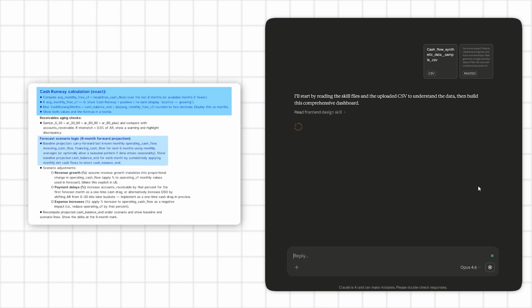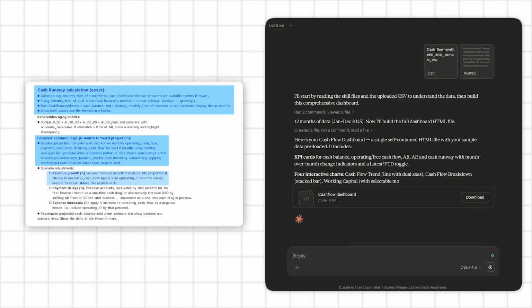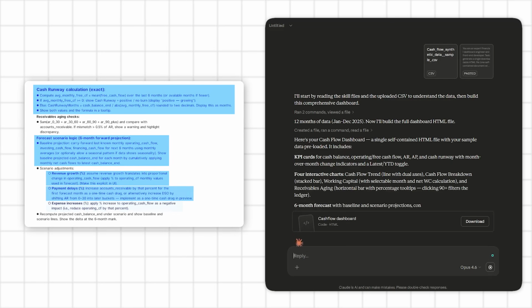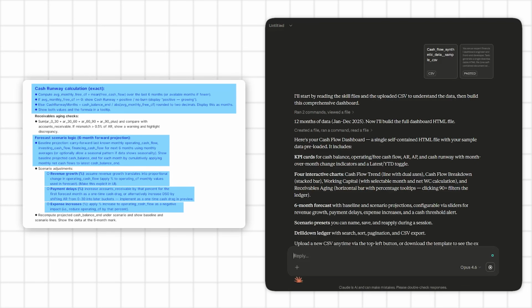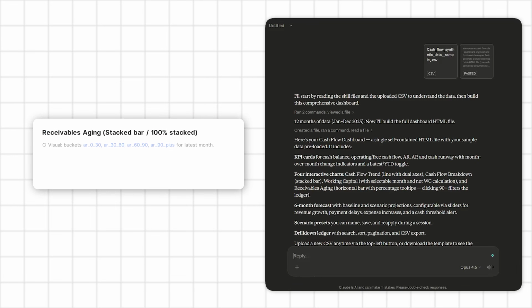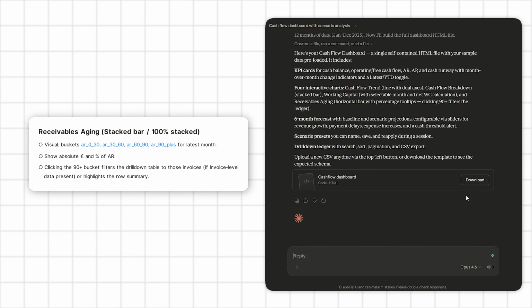It also defines a 6-month forecast projection that carries forward current cash flow patterns and lets you adjust revenue growth, payment delays, and expense increases through scenario sliders. One important validation the prompt includes is a check that the receivables aging buckets sum to total accounts receivable, with a warning flag if they diverge by more than 0.5%.